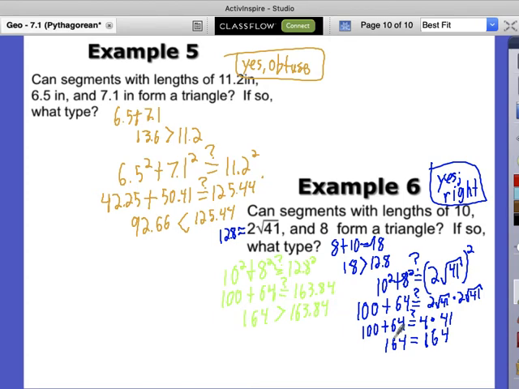Why didn't we just do that to start? Why did we round? The reason we rounded to start was because that's how we knew which side was the biggest. Otherwise we didn't know what to place where. Great question. Any other question on that?